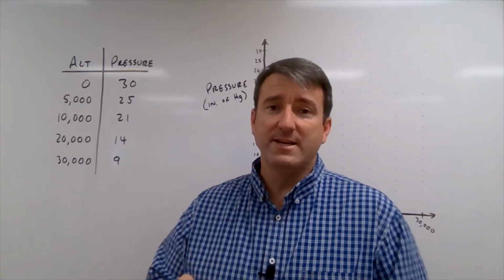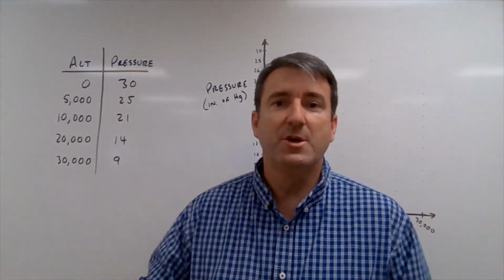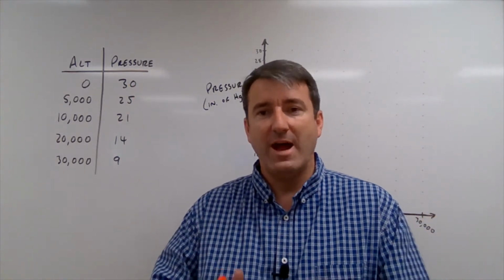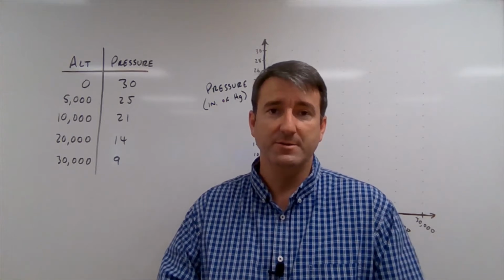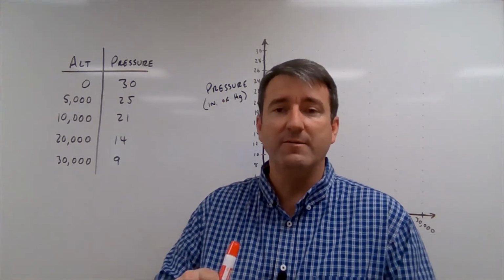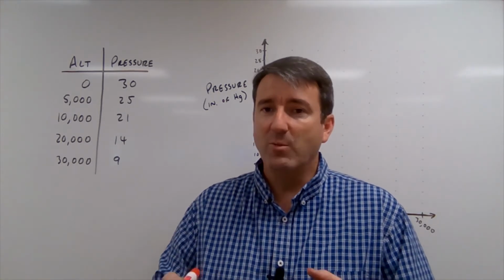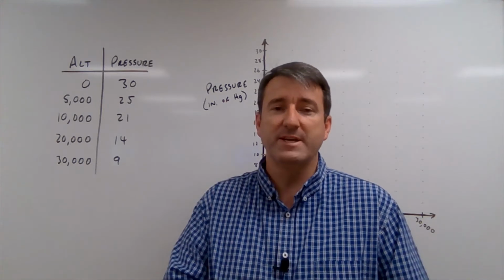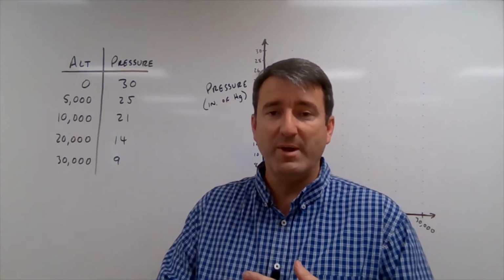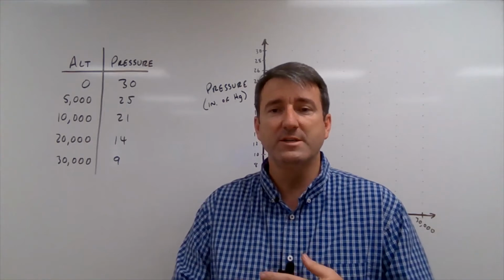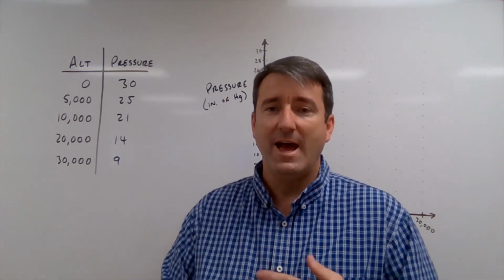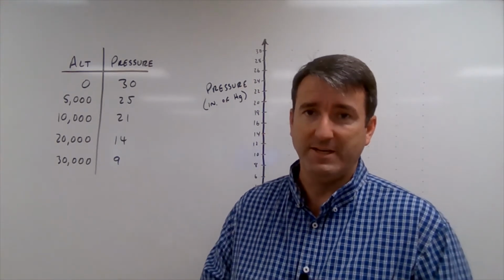Our example tells us that this table shows typical values you might find for atmospheric pressure at different altitudes, with the pressure given in units of inches of mercury. And we're asked to graph the function represented in the table, describe its domain and range, and use the function to predict the atmospheric pressure at an altitude of 15,000 feet.